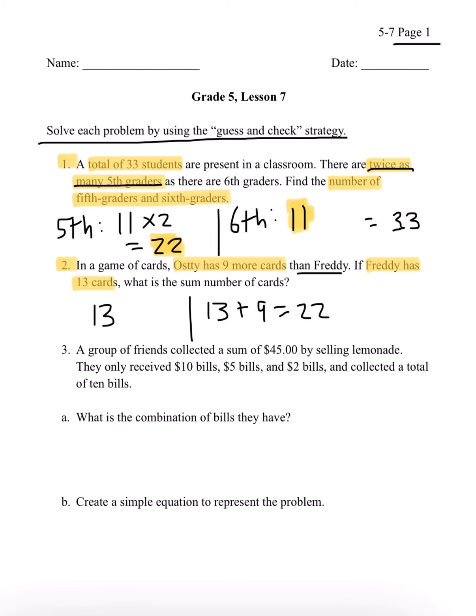And it asks us, what is the sum number of cards? The total number of cards between them. So 22 plus 13, it gives us 35. So they have 35 cards in total together. So Ozzy has 22 cards and Freddie has 13 cards. That's our answer.